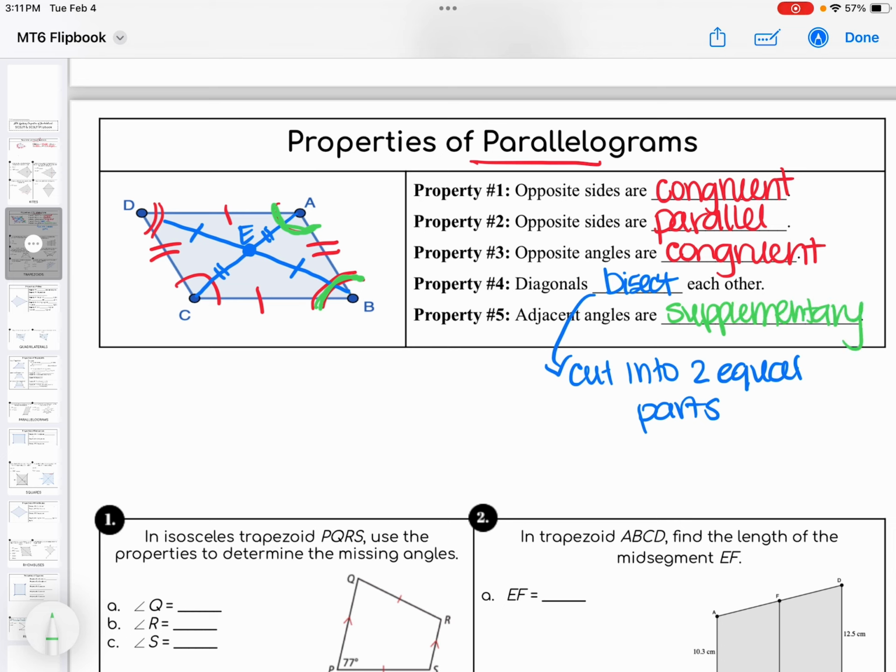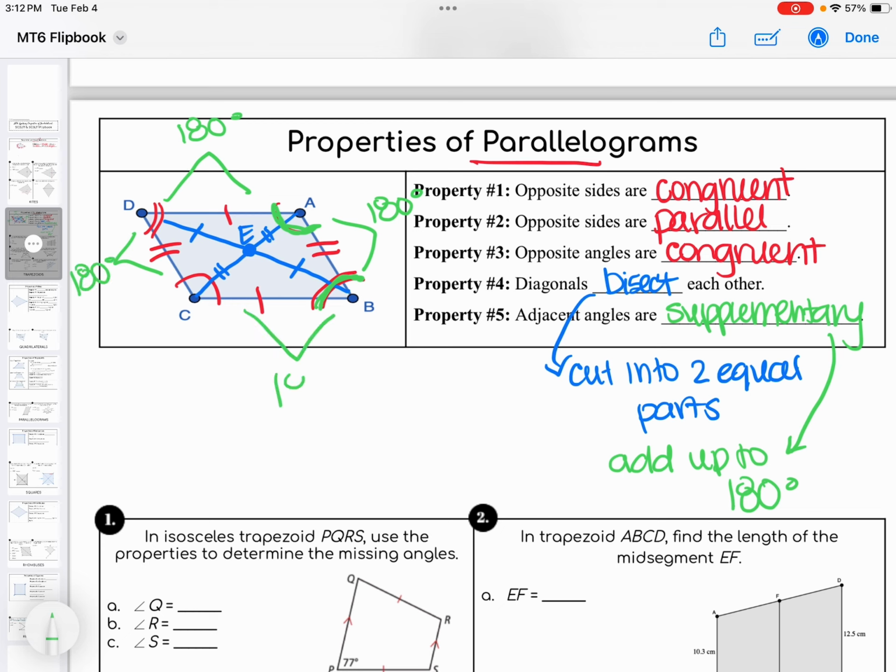Now, if we go back and remember, supplementary means that the angles add to be 180. They will add up to 180 degrees. So A and B will add up to 180 degrees. A and D are also adjacent angles, so they will add up to be 180 degrees. Same thing with C and D, and B and C will add up to be 180 degrees.